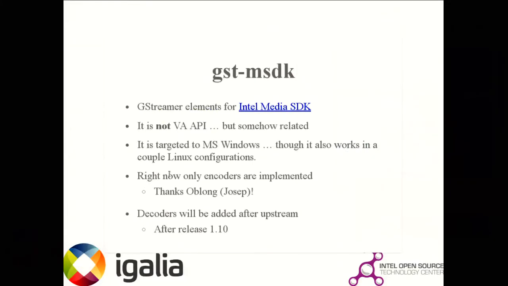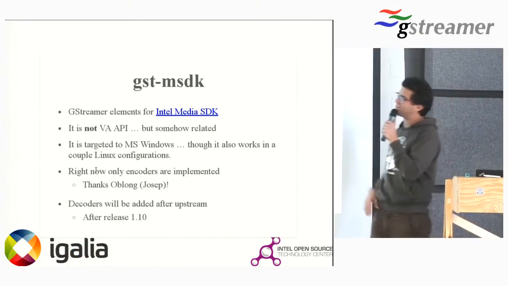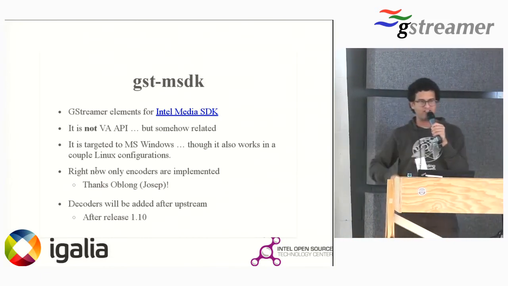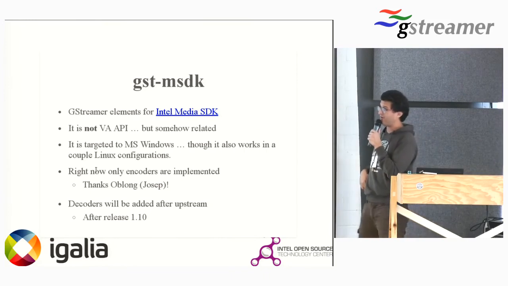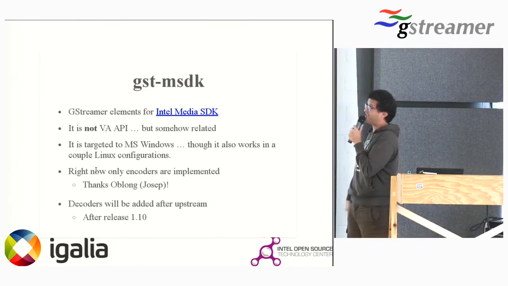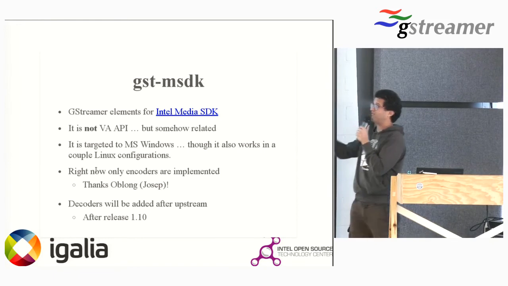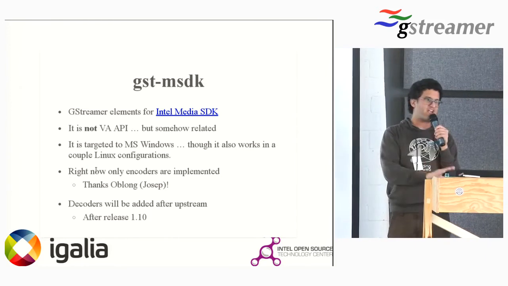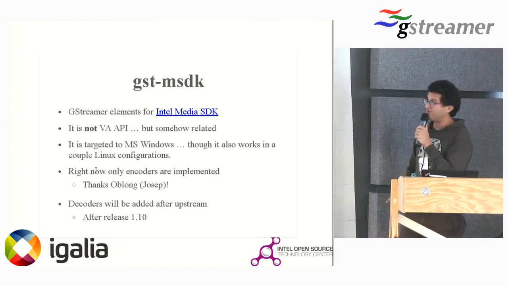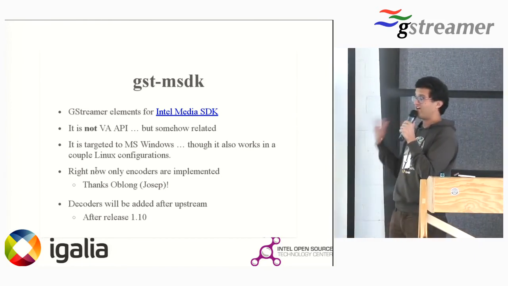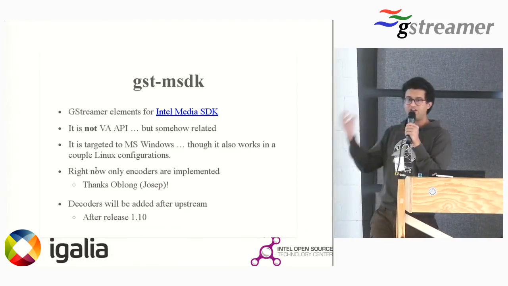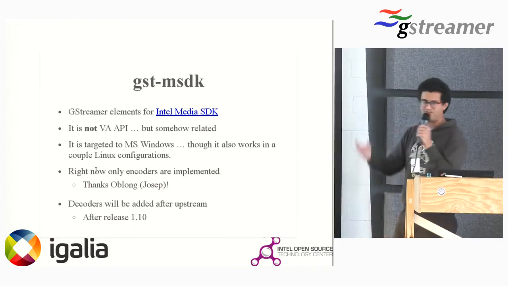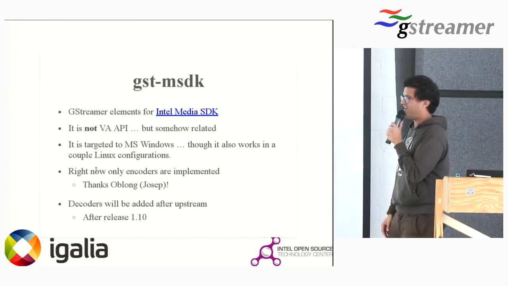And yes, this is a note outside of GStreamer VA-API. This is a new set of elements that are going to be upstreamed in the next release after GST 1.10. This GStreamer SDK, which stands for Intel Media SDK, which is not VA-API, but is somewhat related to VA-API. The main target is Windows, but still you can install it in Linux with certain tweaks in the configuration. You need some kernel patches and stuff like that.